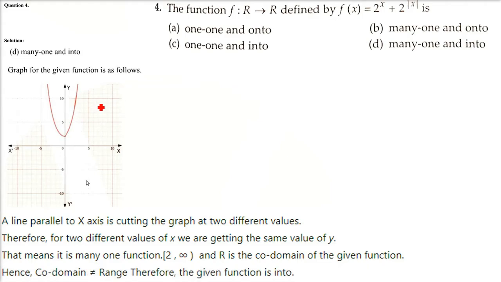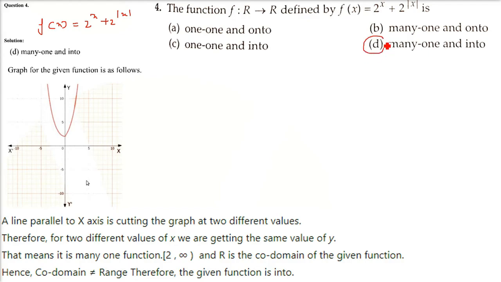Question number 4. The function f from R to R defined by f(x) equals 2 to the power x plus 2 to the power mod x. Please remember, this question will come again. So we have to make a graph of this. And the next question, which is question number 29, 6 to the power x plus 6 to the power mod x, the same answer will be there. So you just understand it very carefully. I assume that this graph you will be able to make because we have already made this kind of graph in our earlier discussions.